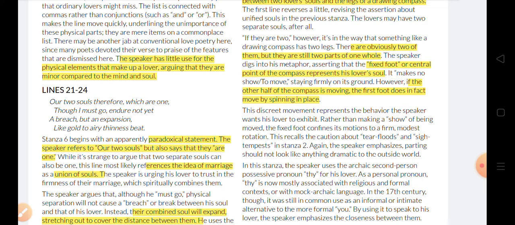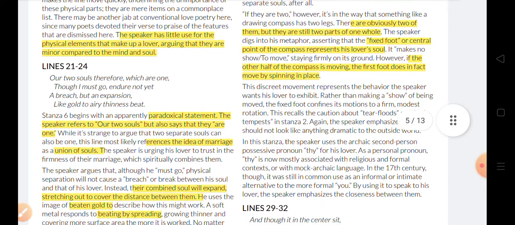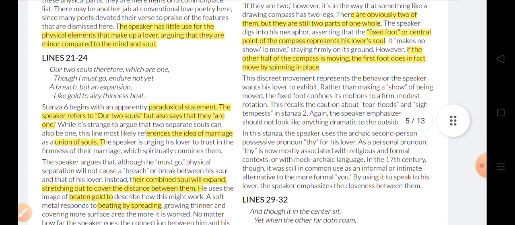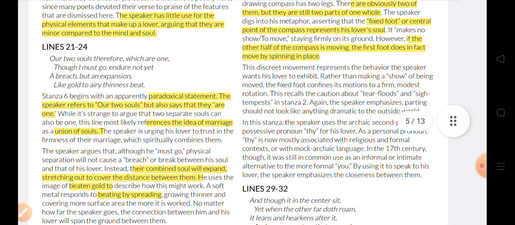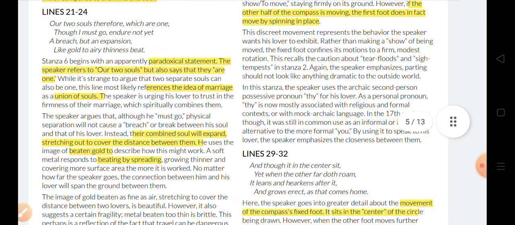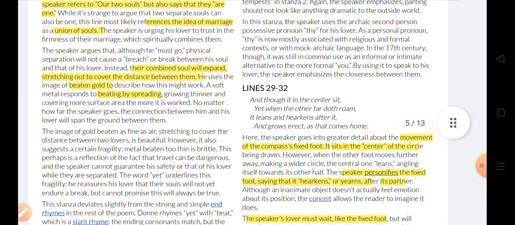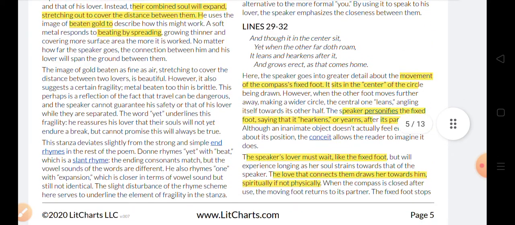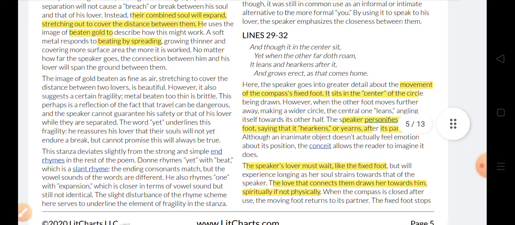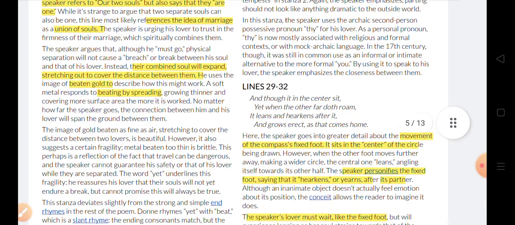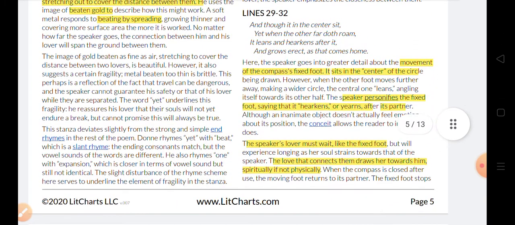And he compares the fixed foot or central point of the compass to represent his lover's soul, and the moving part of the compass to represent his own. And if the other half of the compass is moving, then the first foot does in fact move by spinning in place. That is how they are connected, and they fulfill their purpose. They cannot fulfill their purpose if one is missing.